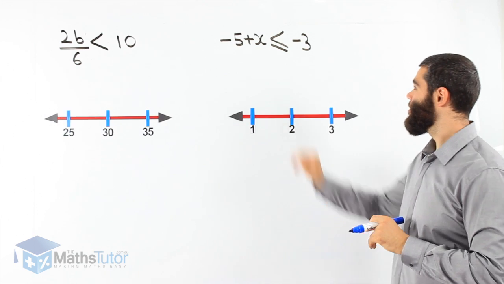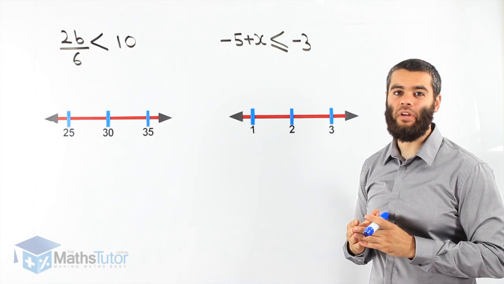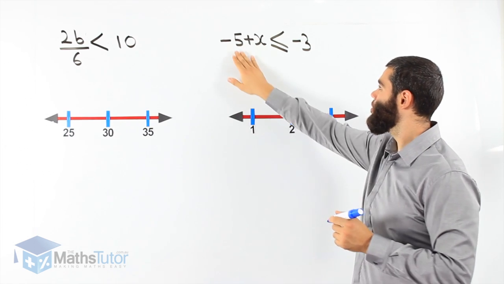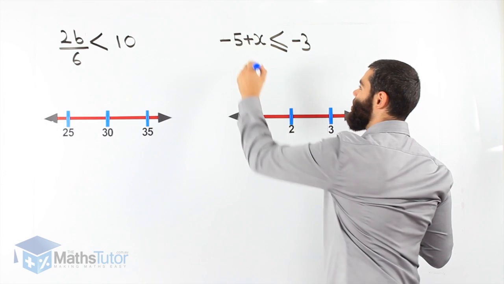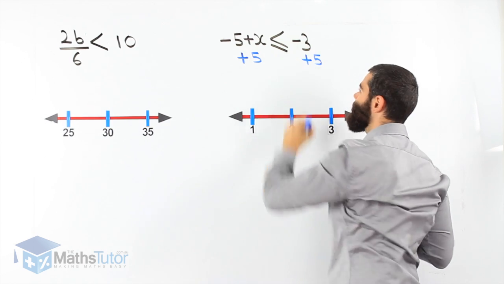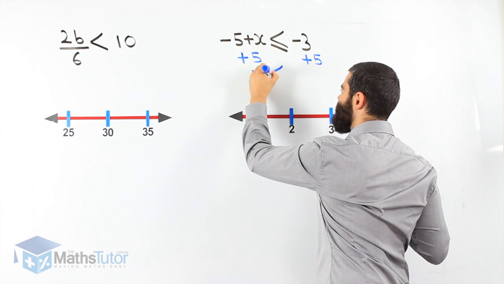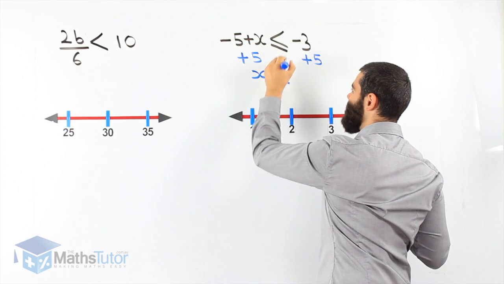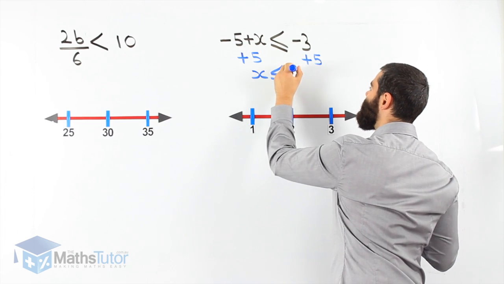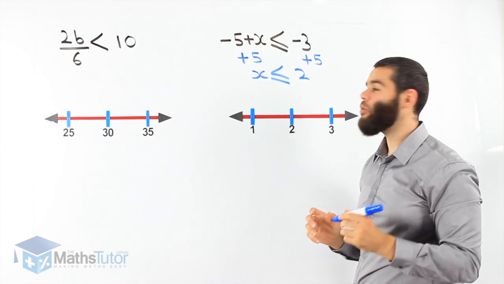Another example. Minus 5 plus x is less than or equal to negative 3. Again, we solve inequations very similar to equations. Minus 5 becomes plus 5 and plus 5. We're left now with x by itself. x is less than or equal to minus 3 plus 5, which is positive 2. So x is less than or equal to 2.